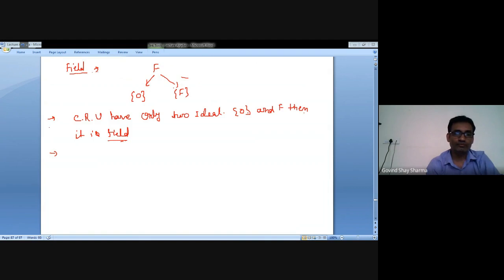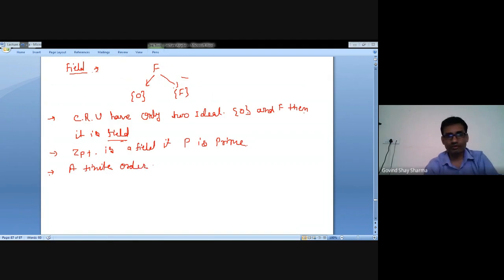Second, we proved that Z_p is a field if p is prime. Third, about the field: a finite integral domain is a field. Is it? So here we need finite order.